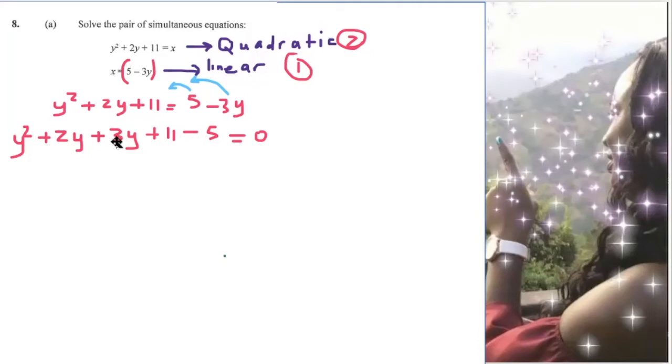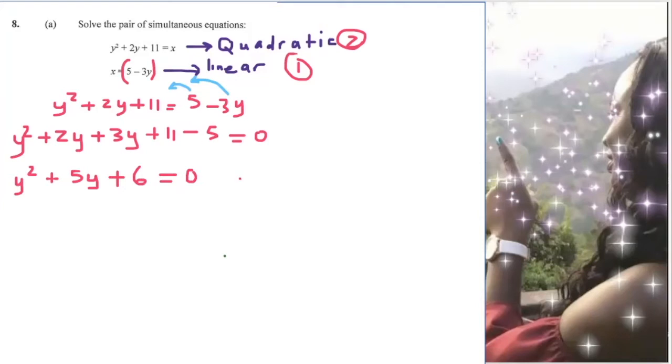So now I can simplify this. When you're adding, this is algebra, so we add the coefficient of y and rewrite the y. So 2 plus 3, that will give me 5. So I have y squared plus 5y, then 11 take away 5, that will give me plus 6 is equal to 0.